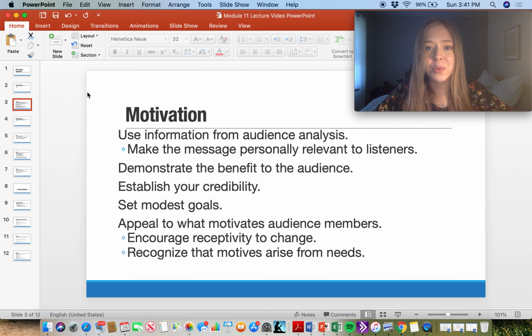And then obviously appeal to what motivates your audience members. So encourage a receptivity to change and recognize that motives arise from needs, right? If I'm persuading you that this information is important to know, you're motivated by grades, right? And so I use that as an incentive, like, hey, this is going to be on the quiz, so you should listen to it. That "should" word indicates persuasiveness, right? You're motivated by grades, and so using that appeals to your wants and your needs, and maybe will convince you to pay attention to this material and care about this material, right?